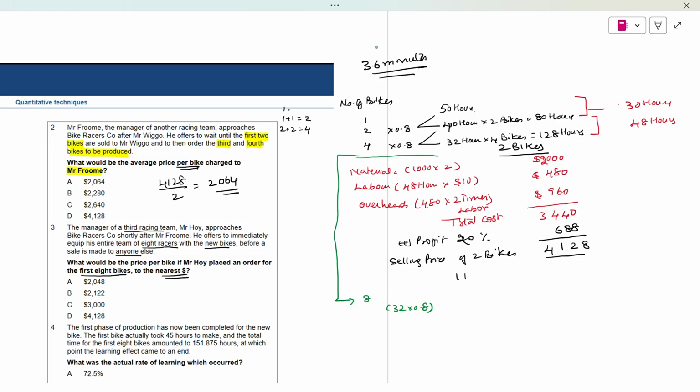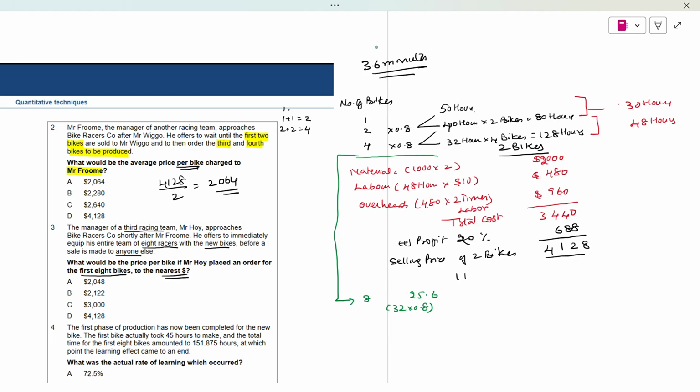32 times 0.8 comes to how much? Quick, a calculator has to be there. Even if I have a calculator, I will not use it. Please, you have to keep a calculator with you. 25.6. Okay, 25.6 for one bike.